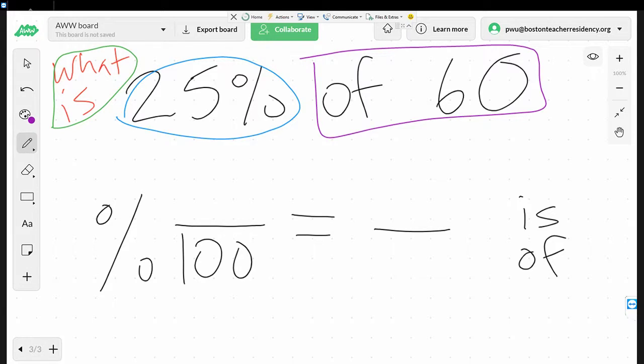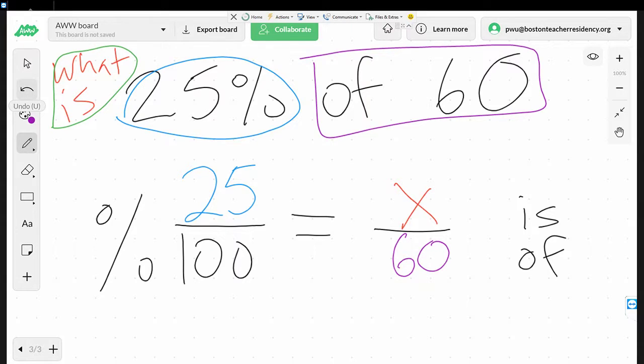So all we have to do to finish is fill in information. I'm going to take whatever's next to my is, and it says what. So that means we don't know what it is. So once again, we put an X next to the is because we don't know what it is. Next, I'm going to fill in my percentage. I have 25%, and that goes on top of my 100. So 25 out of 100 is the same thing as 25% because percent means how many per 100. And finally, I'm going to put 60 where my of is, right here.